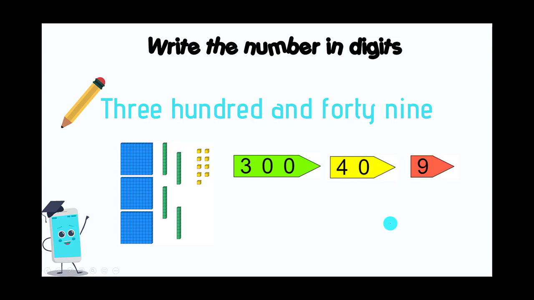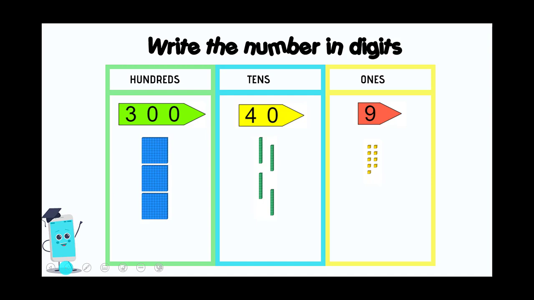Now to write this as a digit, I might want to use a place value chart. So I've popped the resources into the place value chart, and I can simply use these resources to help me with the numbers. So I can see here that I have 3 lots of hundreds, I have 4 lots of tens, and I have 9 lots of ones. Now, if you use arrow cards, what you can actually do is separate them and put them together. So I've written my number in digits, 349.